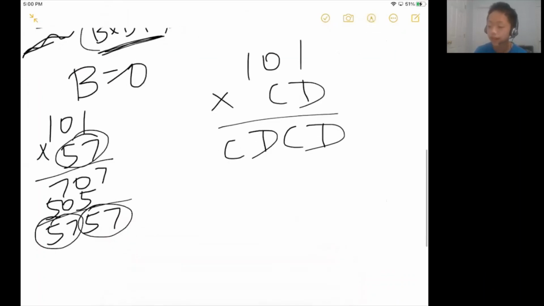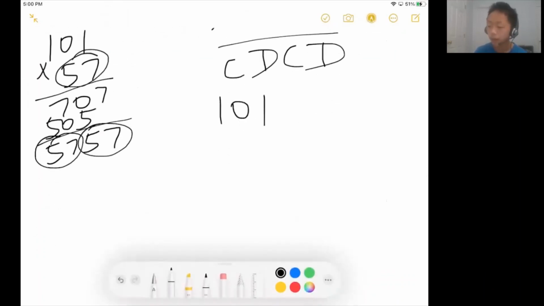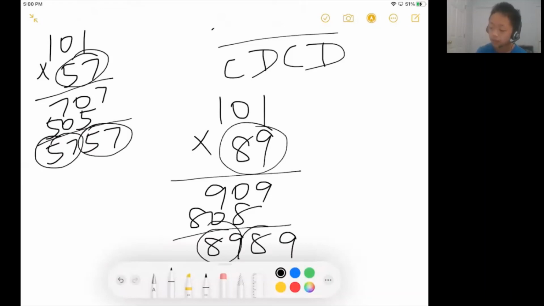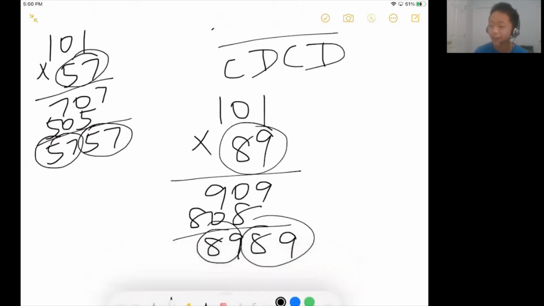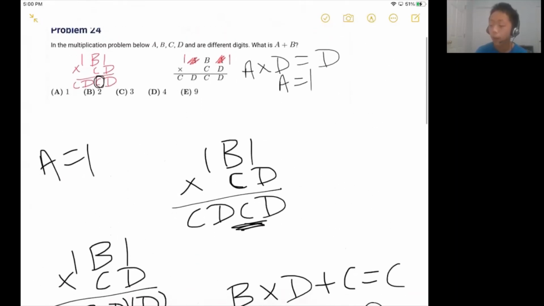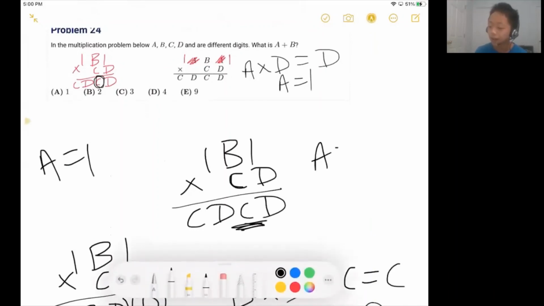If you just tried another example, maybe 101 times 99 or something. We can't have two of the same digits, so 89. If we were to multiply this, we get 8989, which also works, right? So we clearly see that this solution works. We can just let A equal 1 and B equal 0, and we would get 101 times CD equals CD. So we have A equals 1 and B equals 0. They want A plus B, so the answer would just be A, which is 1.